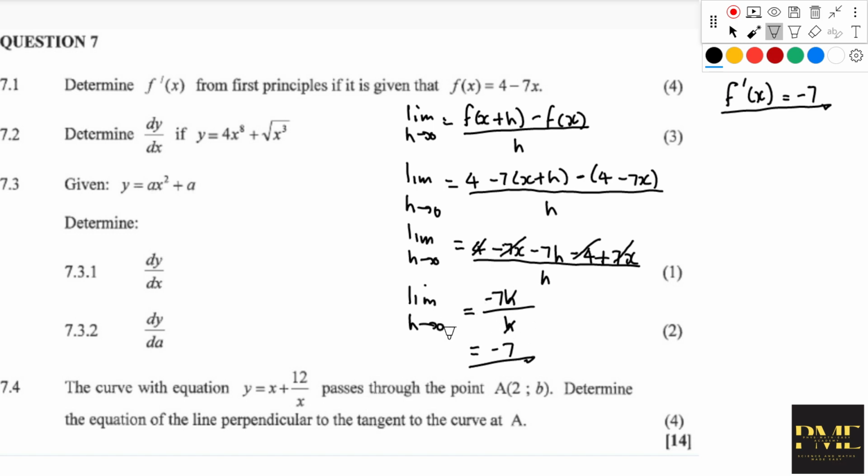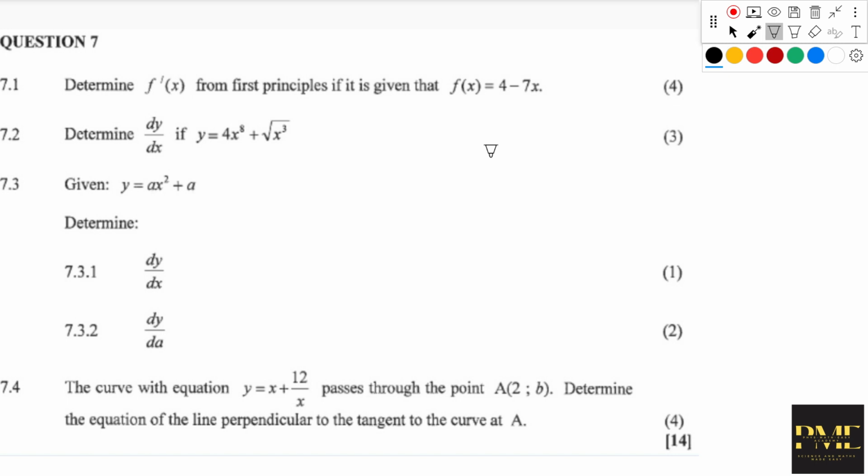Okay, so there was no need to substitute h, because what happens is there was an automatic elimination of h. Okay, so this brings us to the end of 7.1, and we've got our 4 marks in the bag. Then we are going to be moving on to 7.2.